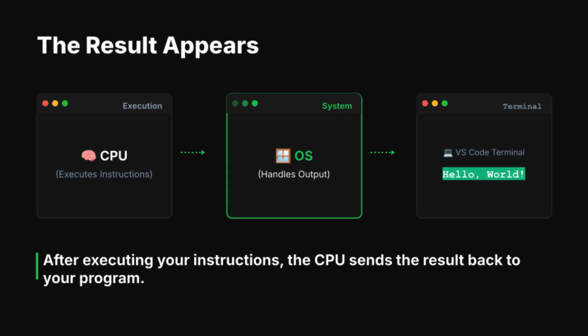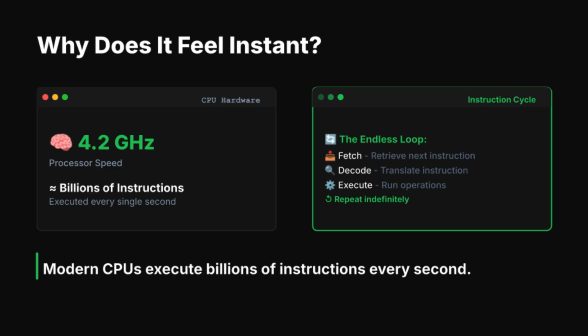Don't you think so? At this point, you might be wondering, if the computer is doing all these steps, why does it feel so instant? Right? The answer is right here on the left. Modern processors run at a speed of about 4.2 gigahertz. That means the CPU can perform billions of tiny operations every single second.